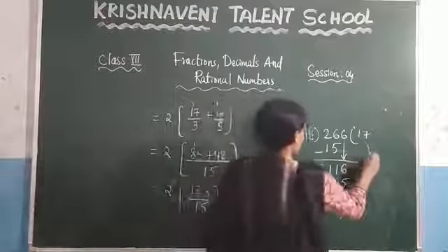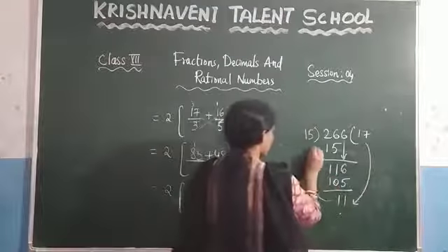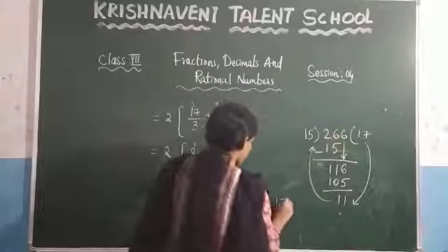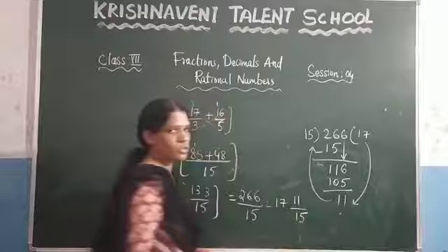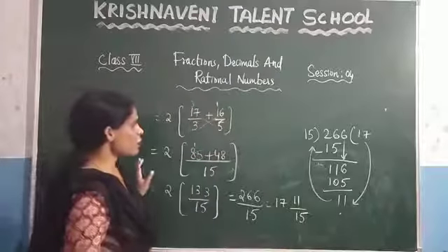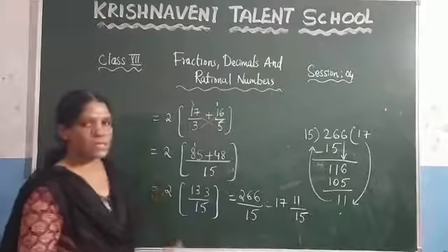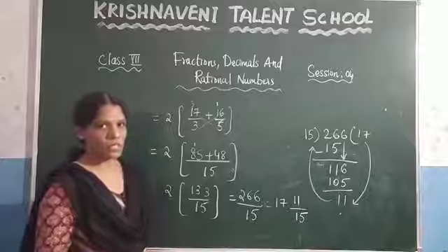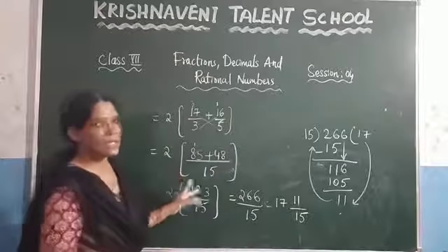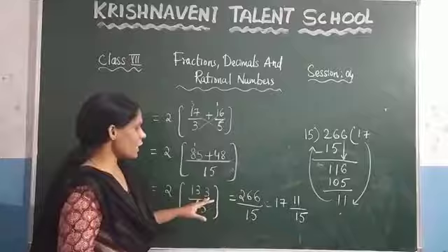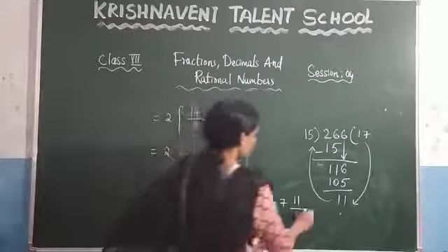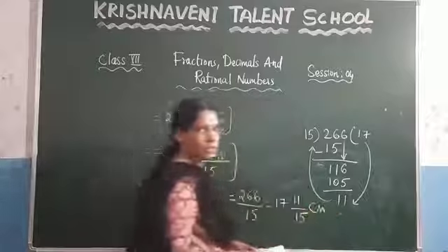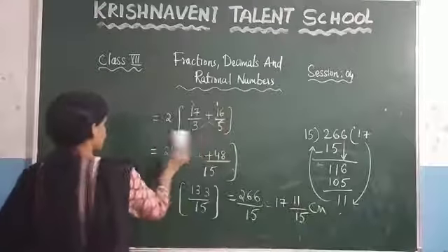So what will be the result? Just you have to write in this direction. So what will be the answer? 17 11 by 15. Like this you need to solve it. So here they asked to find the perimeter of the rectangular sheet. What is the perimeter? 2 into a plus b, and they have given the length and they have given the breadth. So after calculating you got the perimeter as 17 11 by 15. What are the units they have given here? Centimeters. Now see the next question.